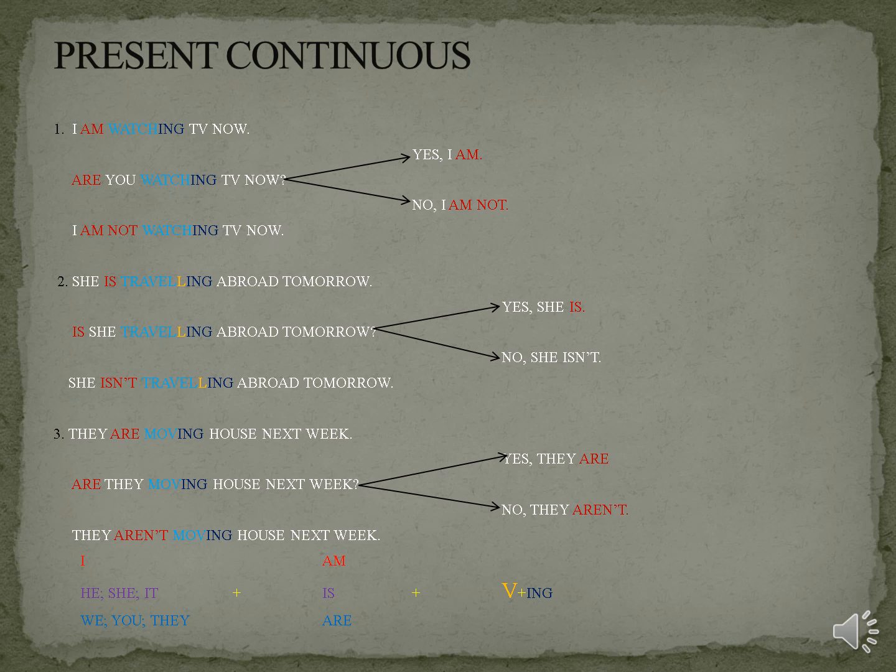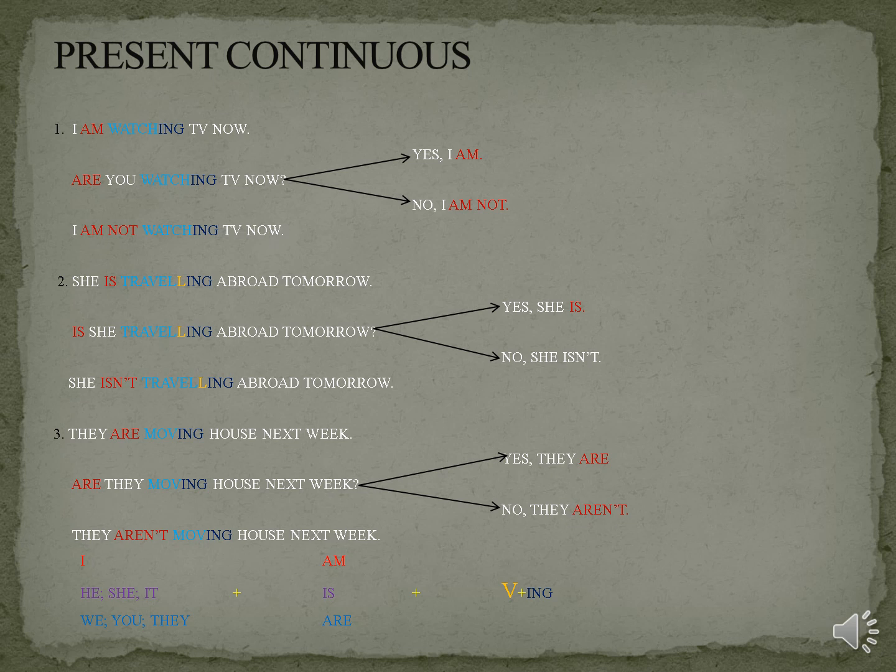The second sentence is in the third person singular. It begins with she, and if the sentence begins with he, she, or it, we use is, followed by the main verb in ing. She is traveling abroad tomorrow. To make it a question, we simply use is at the beginning of the question. To make it negative, we use isn't plus the main verb in ing.